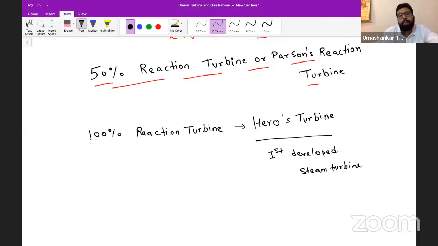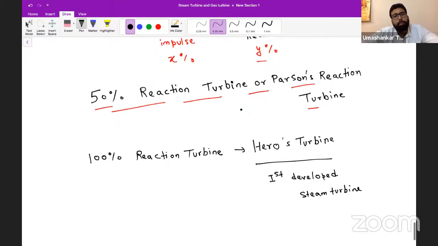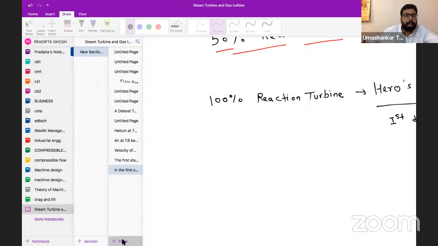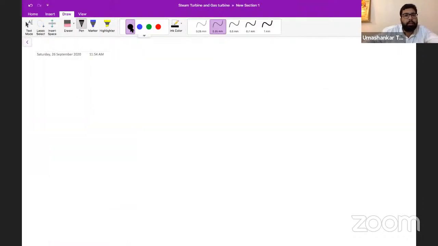But with the development, this is obsolete now, and in this there is high axial thrust. So from this point, we will continue in the next lecture. Let me write the heading of the next lecture here itself, that we are going to analyze this.